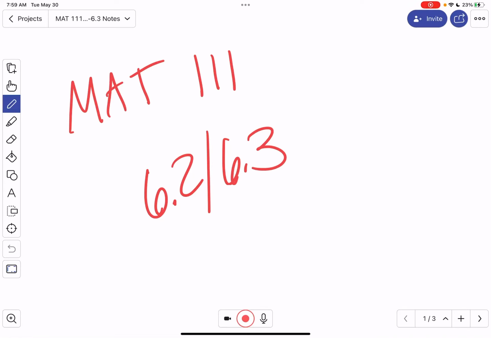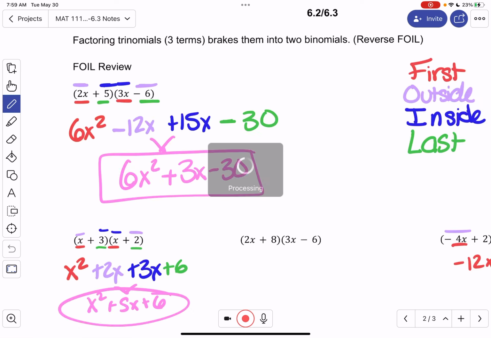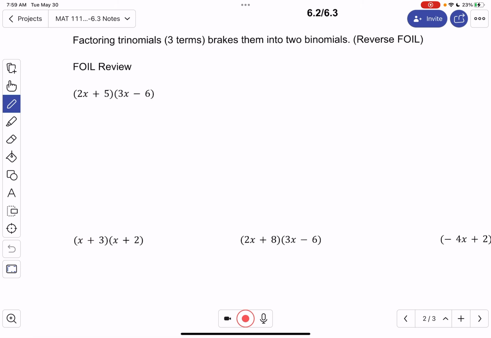This video is going to cover sections 6.2 and 6.3. The book breaks it up into two parts, but the method I'm going to show you makes it so you can do it with anything. We're going to start by factoring trinomials.